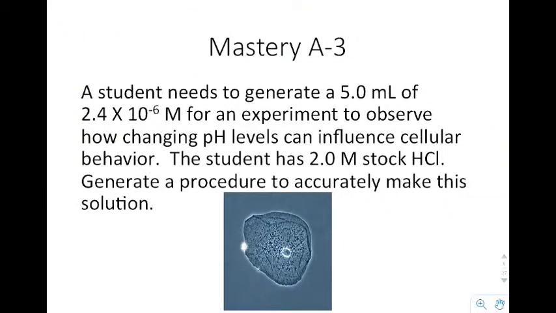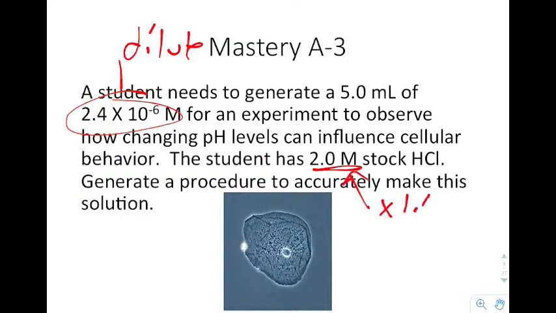In this one it says, a student needs to generate 5 mLs of 2.4 times 10 to the minus 6 molar solution. So once again, this is very, very, very dilute. For an experiment to observe how changing the pH levels can influence cellular behavior, the student has 2 molar stock HCl concentration. So this is something on the order of about 1,000,000 times the concentration that we need. So we don't want to use this solution and do a straight dilution. If we were to do that, it wouldn't work that way. You wouldn't be able to get a reasonable solution.